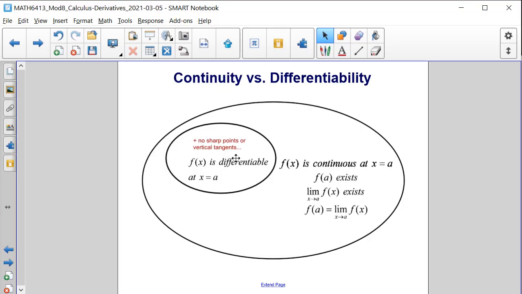This Venn diagram explains continuity versus differentiability visually. So what it's saying is that if f of x is continuous at x equals a, then the function value at a exists, the limit as x approaches a of f of x exists, and the function value at a is equal to this limit as x approaches a of f of x. This makes it continuous, and a function is differentiable at x equals a if it's continuous and it has no sharp points or vertical tangents.